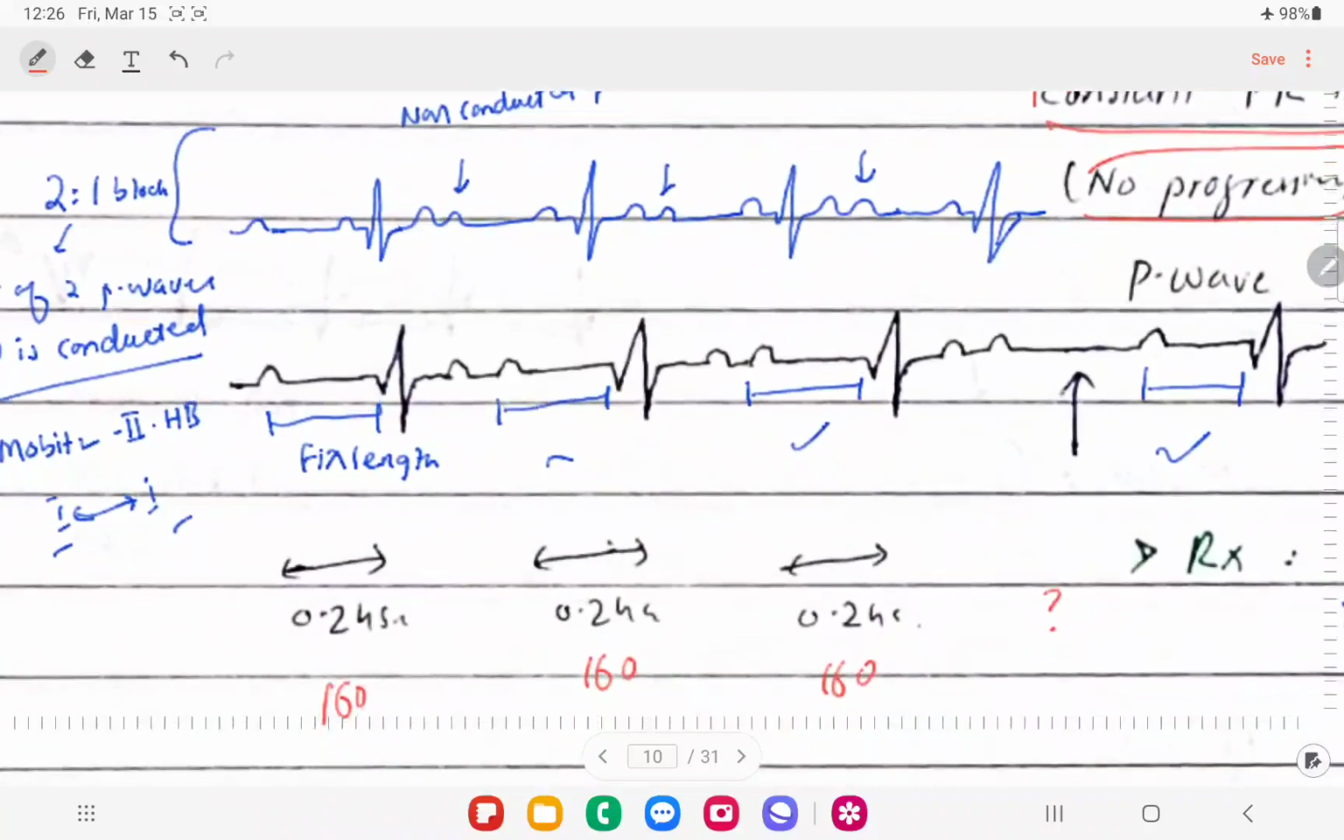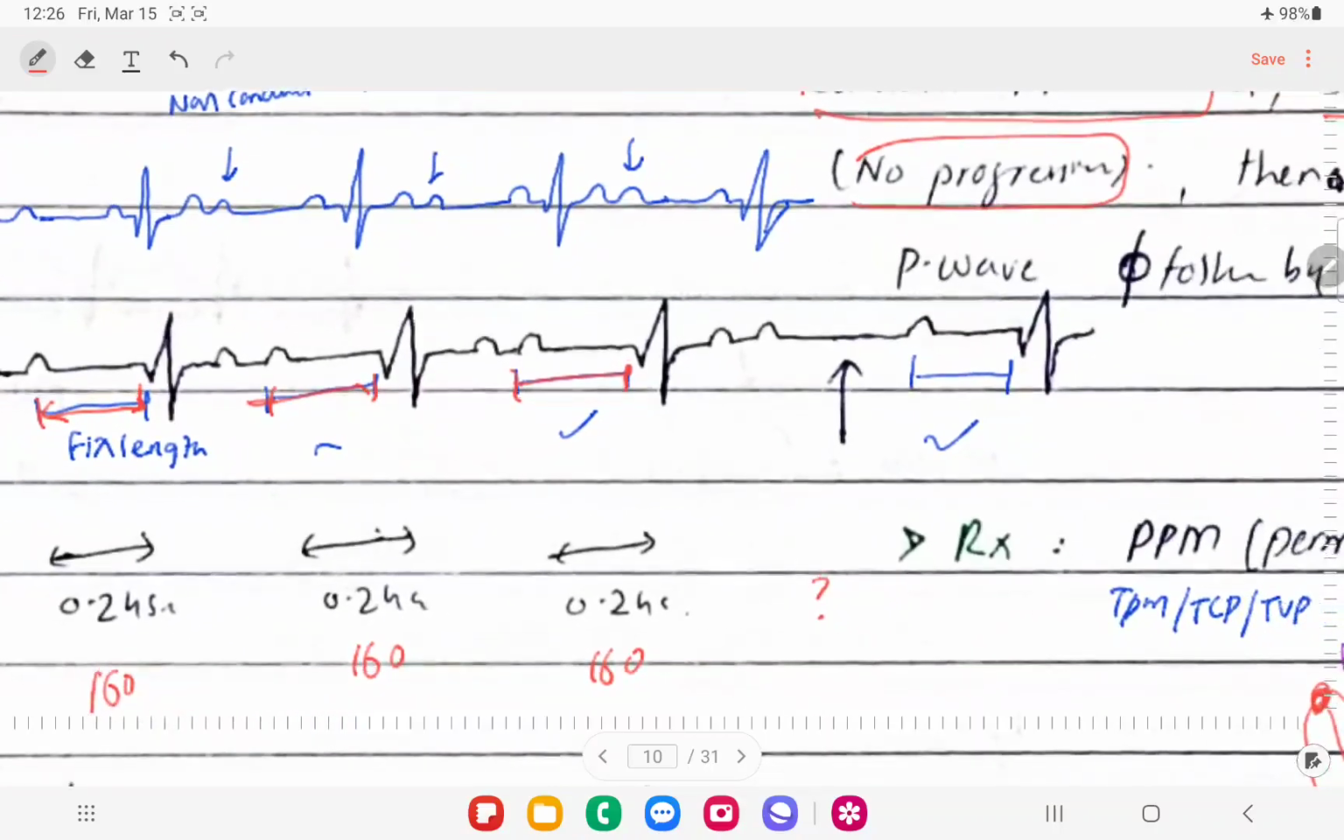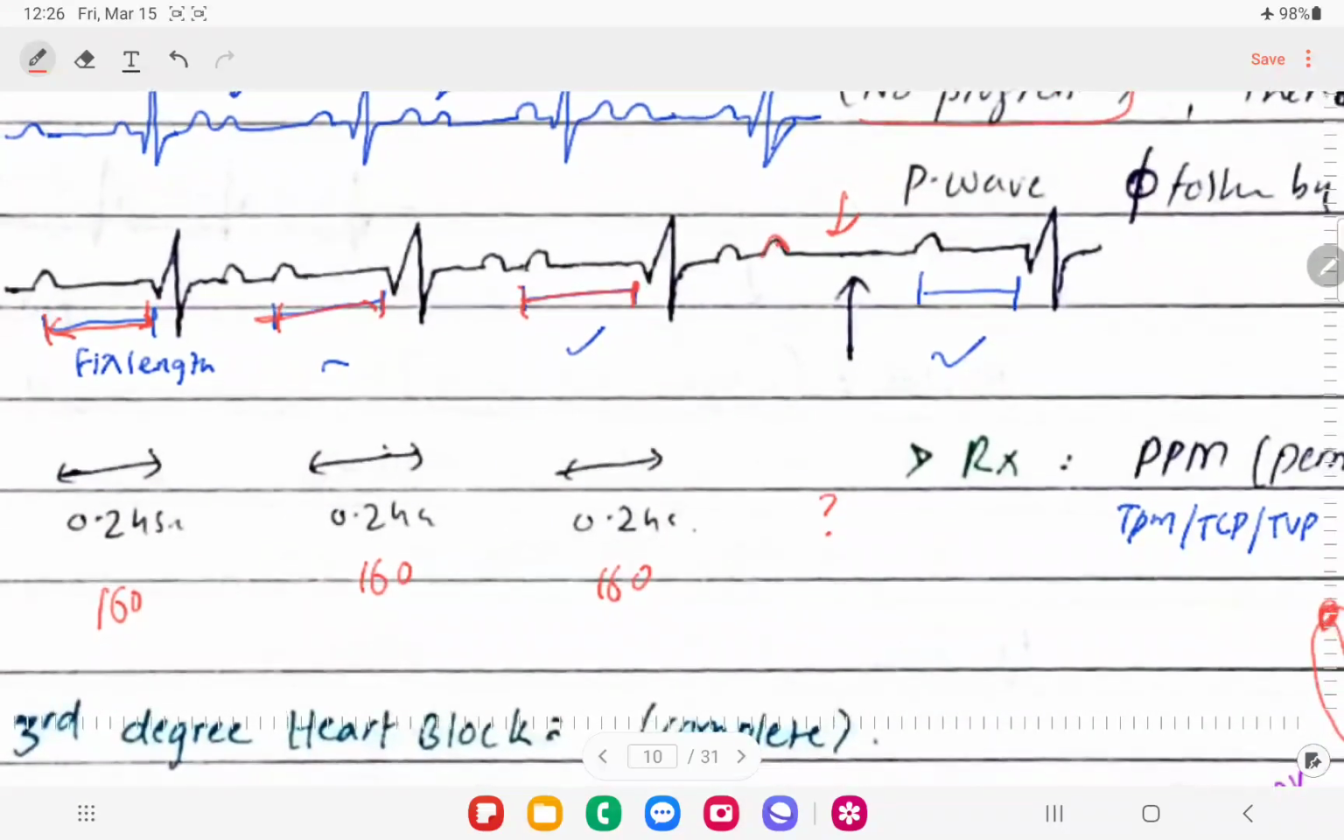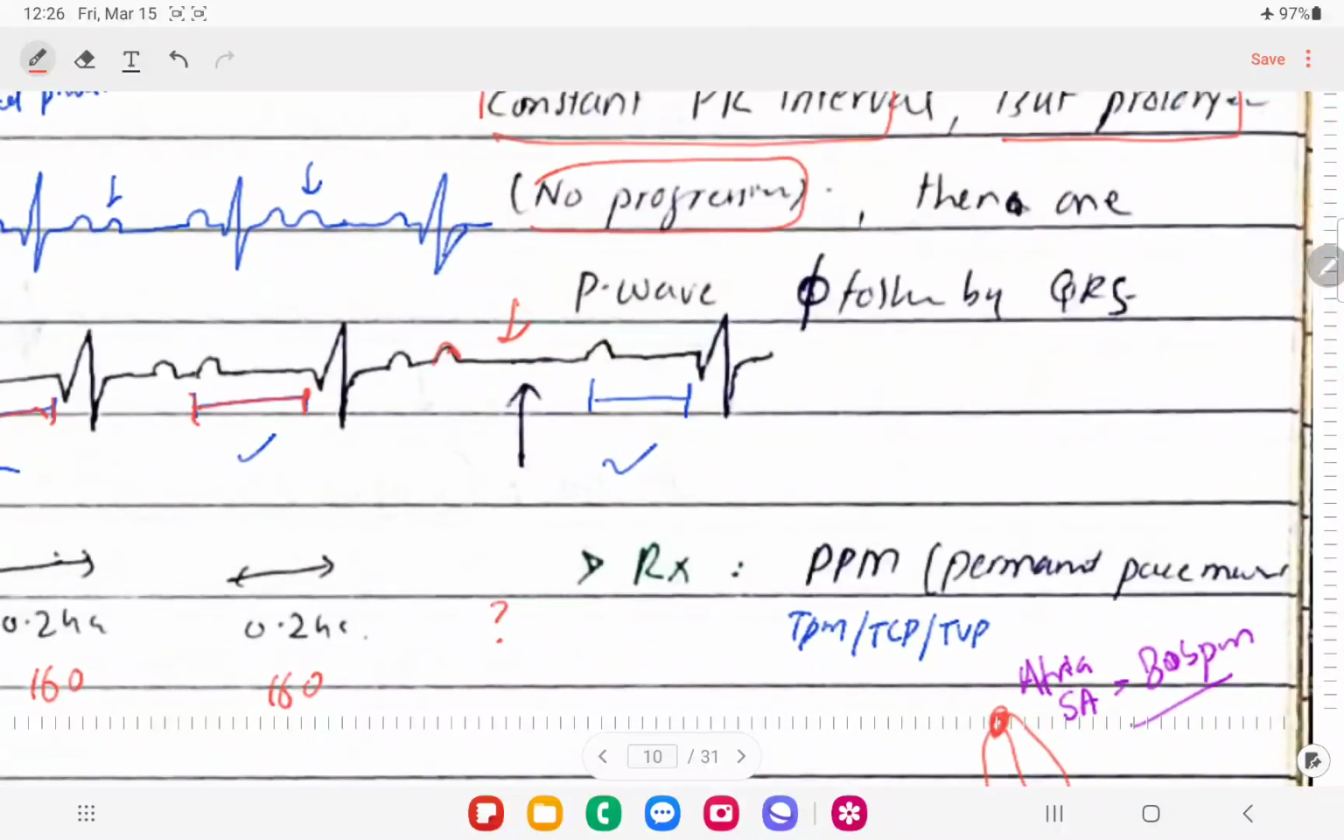You can see here the PR interval is prolonged. Here again it is of the same length. Then the PR interval is again prolonged but of the same length, and then a P wave is not followed by a QRS complex. So when there is no progressive prolongation, but a constant fixed length of the PR interval until a beat is dropped, this is called Mobitz type 2 block.